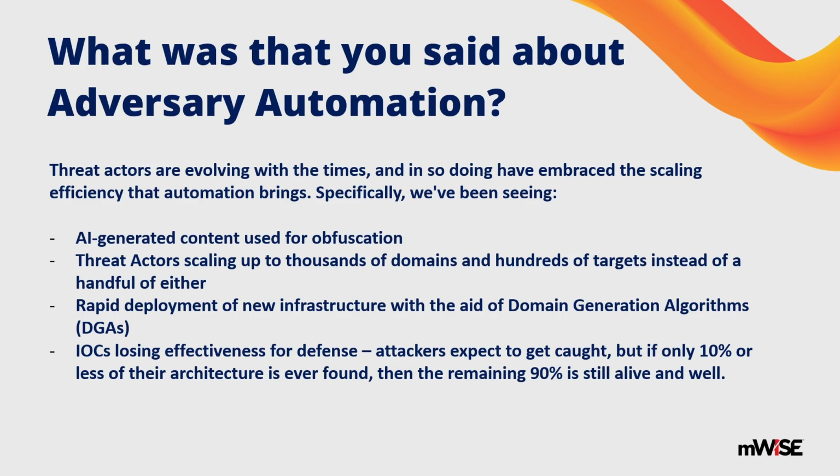Now, what was that you said about adversary automation? Threat actors are evolving all the time, and they are embracing the scaling efficiency that automation brings. And I hate to be the one to say artificial intelligence for the 755th time today, but they are embracing it, and they're embracing it by using AI-generated content for obfuscation, just like the slide with the hash brown guy. I didn't draw that. My skills are not that good.